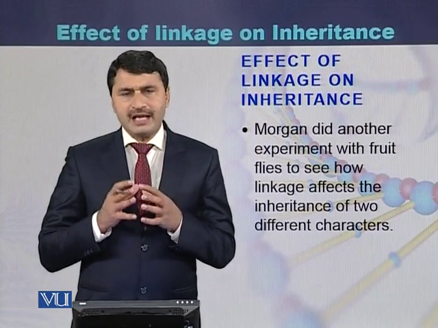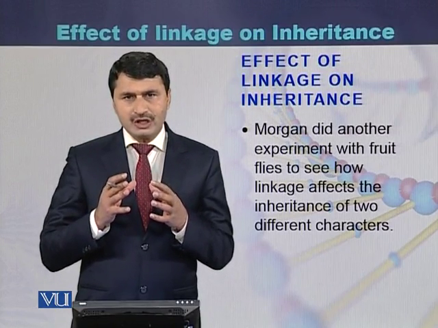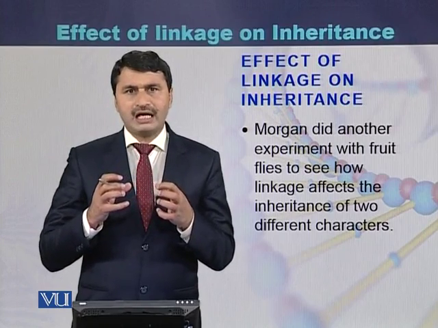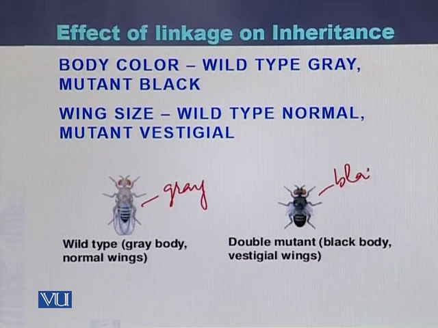Morgan did another experiment to check whether there is any effect of linkage on the assortment or segregation of the alleles. During this experiment, he used two types of flies, considering two phenotypes. One phenotype was that the fly is gray in color, while the second fly was black.